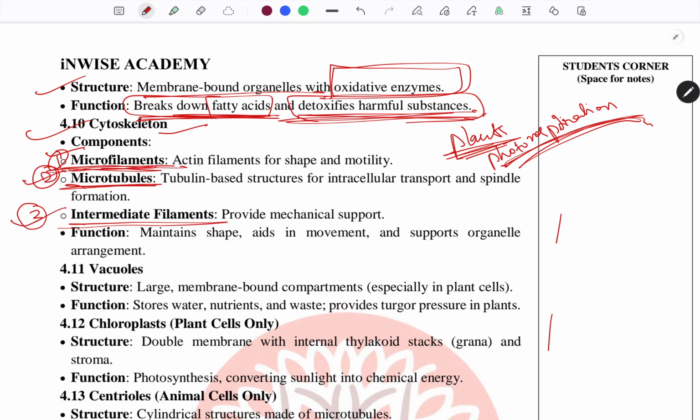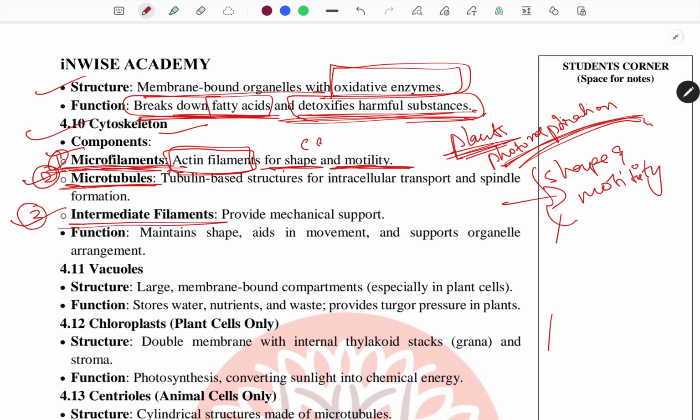Microfilaments are usually made up of actin filaments. Remember it, microfilaments are made up of actin filaments. They are mainly involved in the shape and motility of the cell, so shape and motility are controlled by microfilaments, which are made up of actin. So remember these two points. Microfilament is the first component of the cytoskeleton. It is made up of actin, and it mainly controls the shape and motility of the cell.